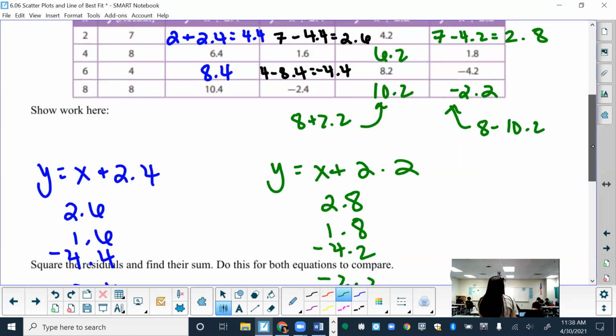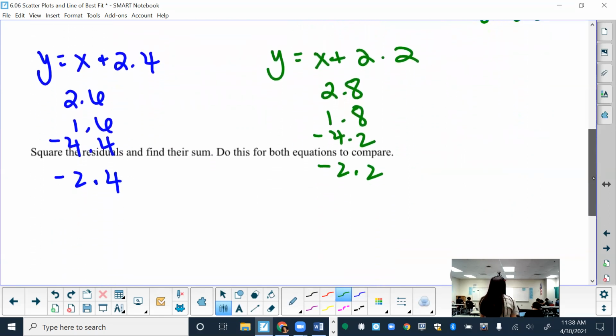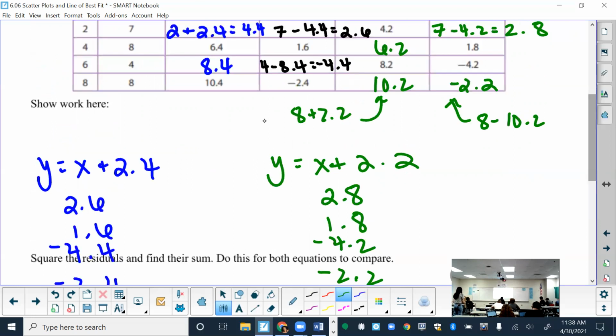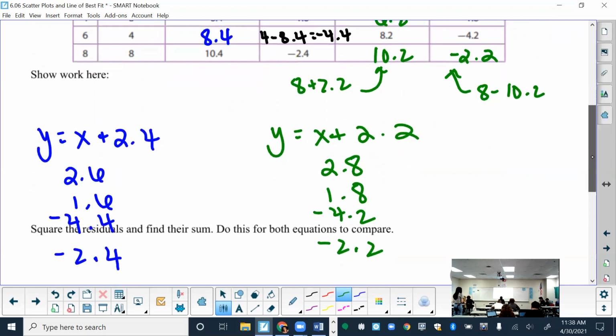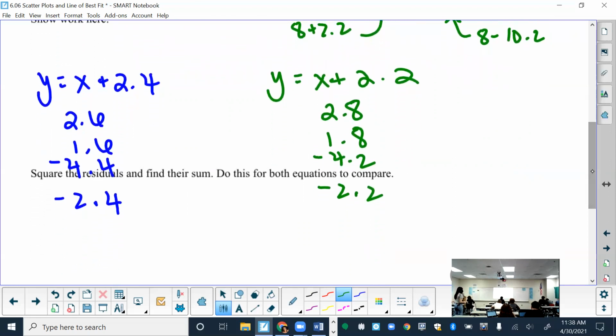All right, so I just relisted them down here because we're going to use that method we just learned. We're going to square them, add them all up, and see which one is closest to 0. All right, we're squaring them to kind of get rid of that negative. Because just because you have a lot of negatives doesn't mean that that one is necessarily a smaller residual value. All right, so square them all. You can use your calculator.